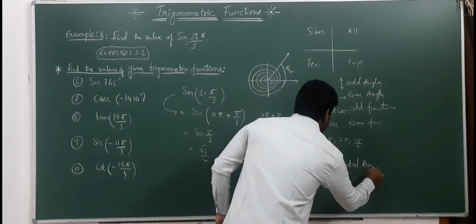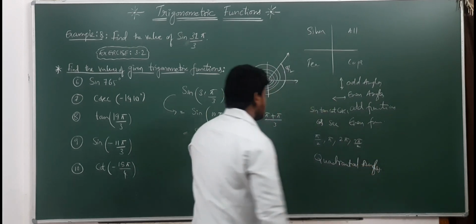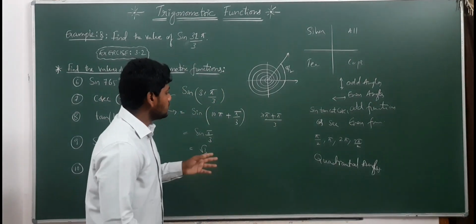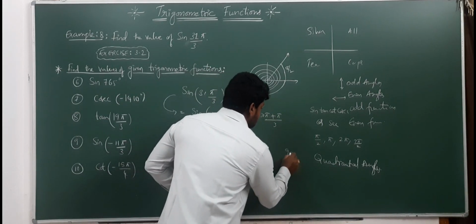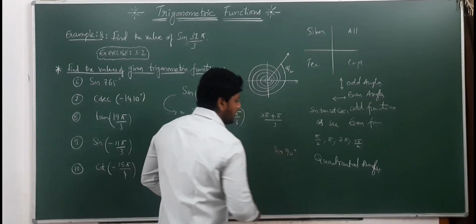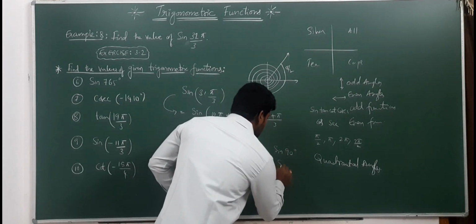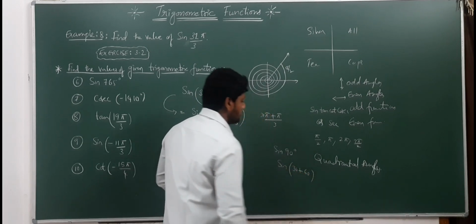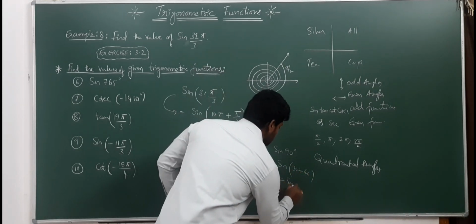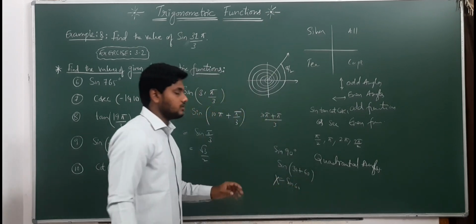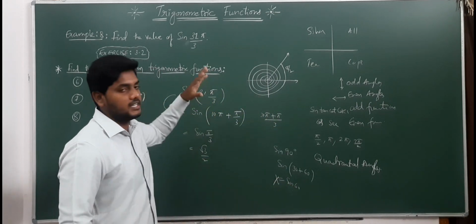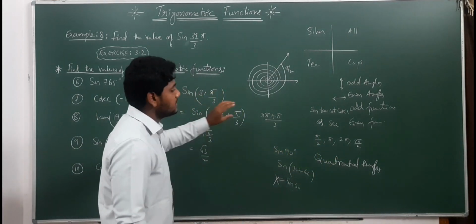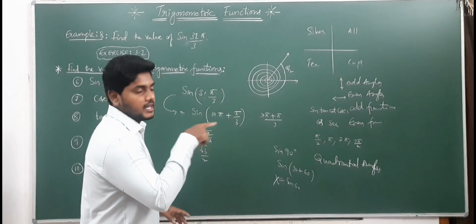Quadrantal angles. Only based on those quadrantal angles only we need to make a change. We should not change, for example, sine 90 degrees. To find sine 90 degrees, we should not write sine 60 plus 30, so then it will be sine 60. So this is wrong. Whenever we want to decrease or increase that angle, we need to use only quadrantal angles. So 10 pi is a quadrantal angle which is on x axis.